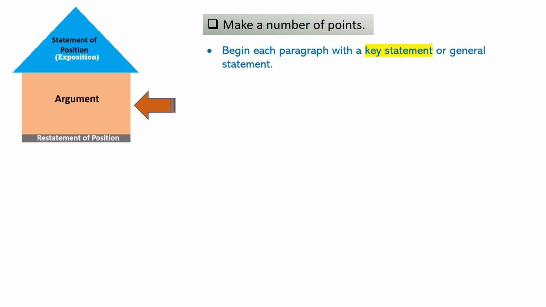The next part is the argument. In this section, you can make a number of points. Begin each paragraph with a key statement or general statement. Then, provide supporting reasons in the rest of the paragraph. In the example essay, the thesis statement is, aggressive driving should be avoided. From there, the writer supported this by writing the following.